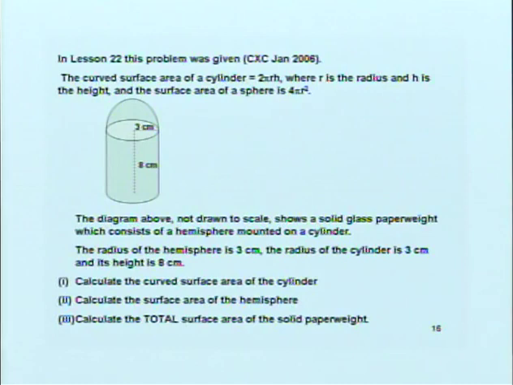The diagram above, not drawn to scale, shows a solid glass paperweight which consists of a hemisphere mounted on a cylinder. The radius of the hemisphere is 3 cm, the radius of the cylinder is 3 cm, and the height is 8 cm. 1. Calculate the curved surface area of the cylinder. Part 2. Calculate the surface area of the hemisphere. And part 3. Calculate the total surface area of the solid paperweight.